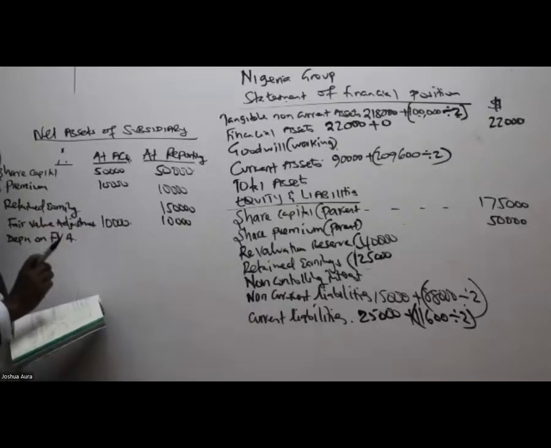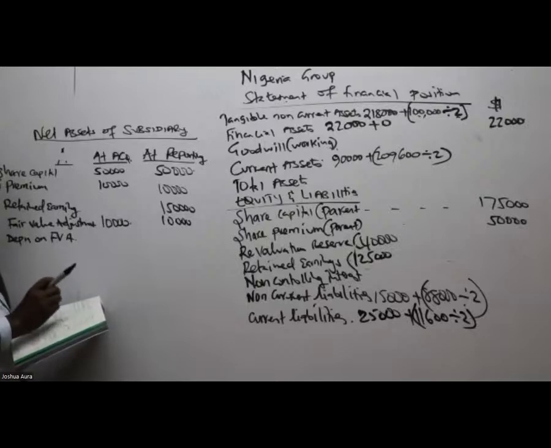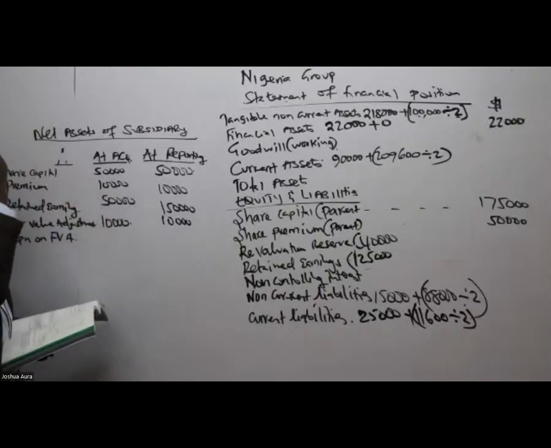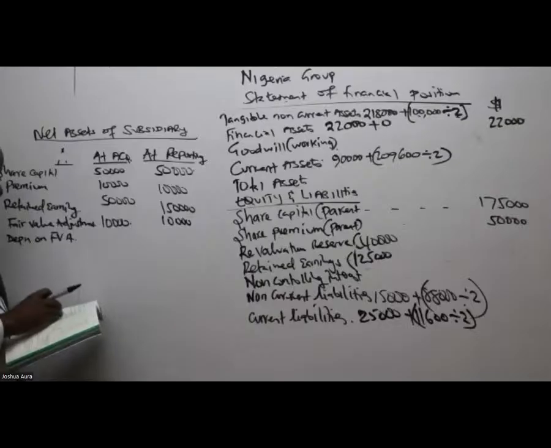And if you read note number 1 very well, they told us Nigeria acquired 40,000 shares in Lagos on the first day of the accounting period for DN 400,000, when the retained earnings were DN 50,000. Retained earnings at acquisition were 50,000. I'm repeating again, I'm reading note 1: Nigeria acquired 40,000 shares in Lagos on the first day of the accounting period for DN 400,000, when retained earnings at acquisition were 50,000.